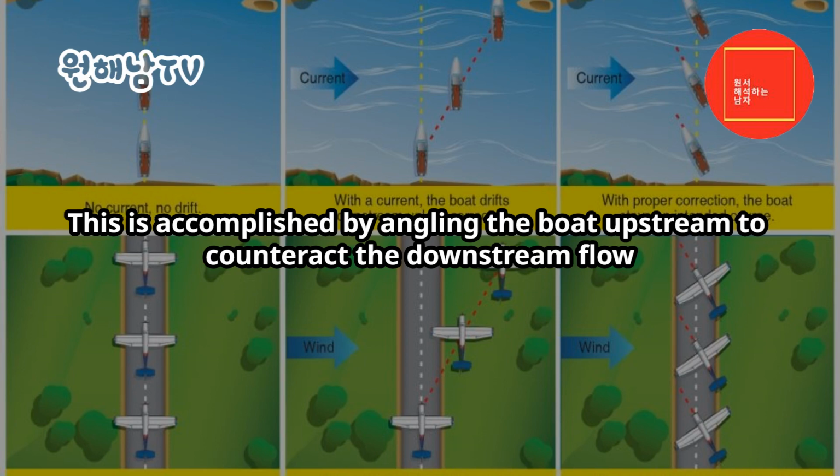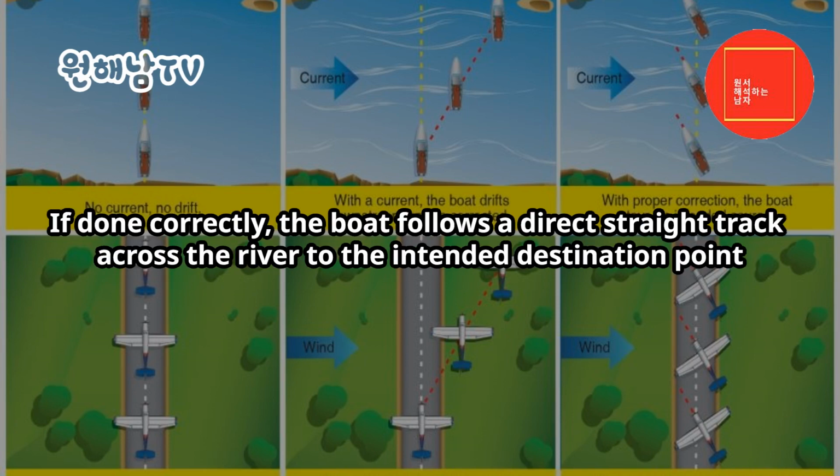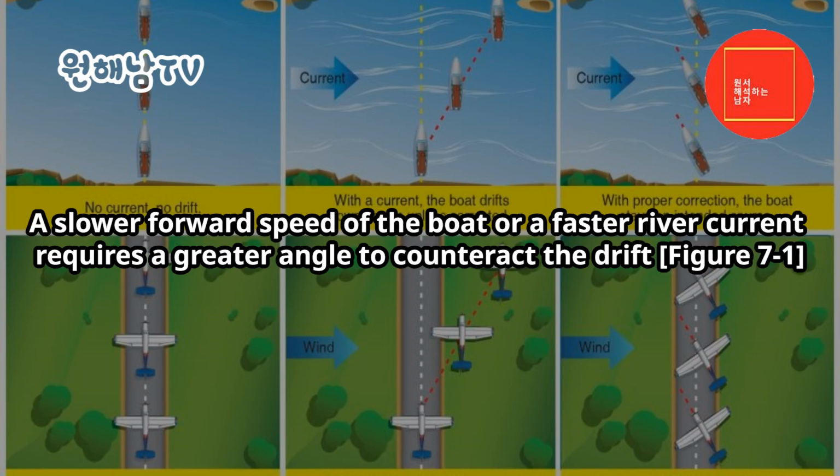This is accomplished by angling the boat upstream to counteract the downstream flow. If done correctly, the boat follows a direct straight track across the river to the intended destination point. A slower forward speed of the boat or a faster river current requires a greater angle to counteract the drift.